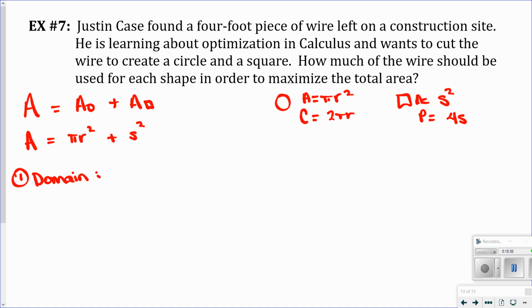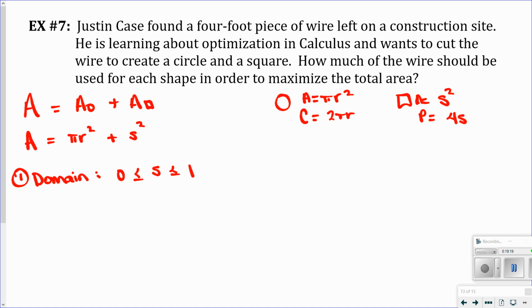With 4 feet of wire, a square has to have all 4 sides equal. That would mean that the most any side could be is 1. And if all of the sides were 1, then we wouldn't even get a circle because all 4 feet would be used on the square. And then also, if the length of a side of the square was 0, that would mean that we would have all of the wire to use on a circle. So we're going to restrict our domain in terms of S, the side length of the square. So we're going to say that our domain for S is between 0 and 1.